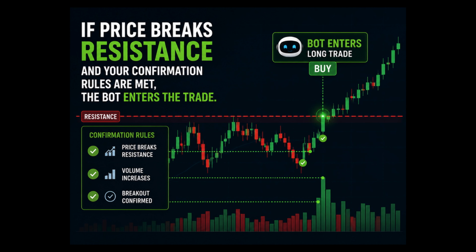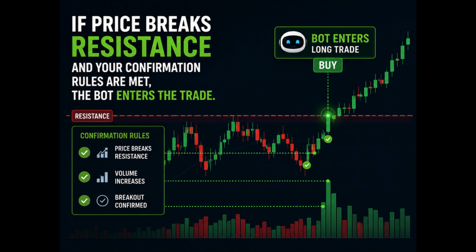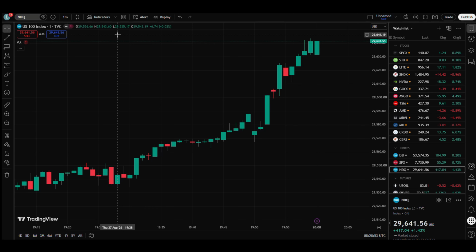Next, define your entry. For example, if price breaks resistance and your confirmation rules are met, the bot enters the trade. That's important because a computer needs a precise instruction, not "buy when the breakouts look strong," instead "buy when these three conditions are true."